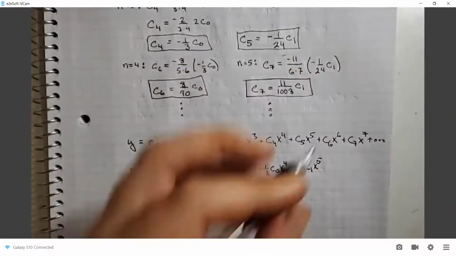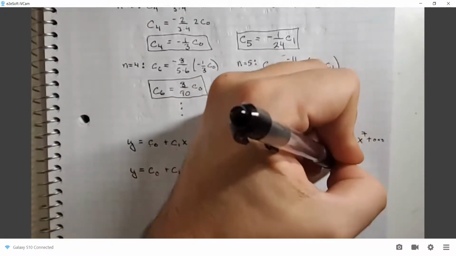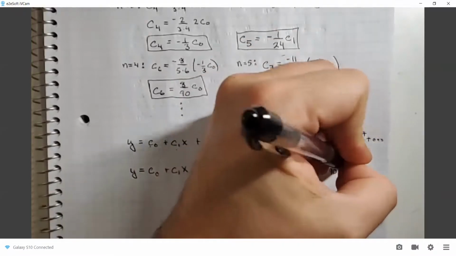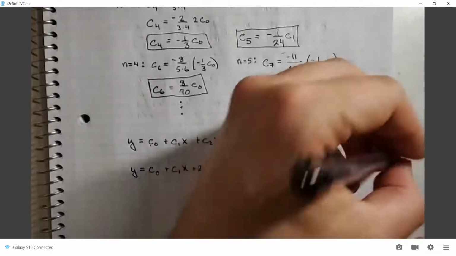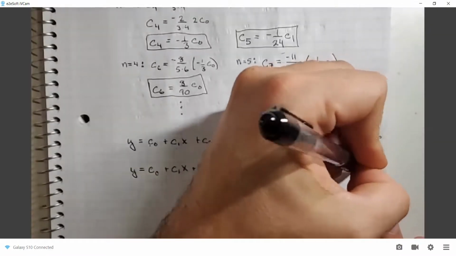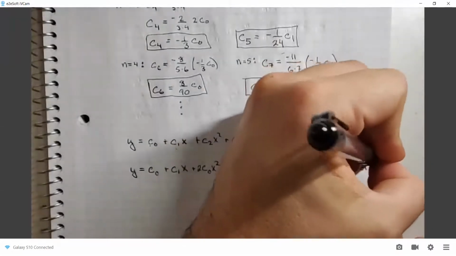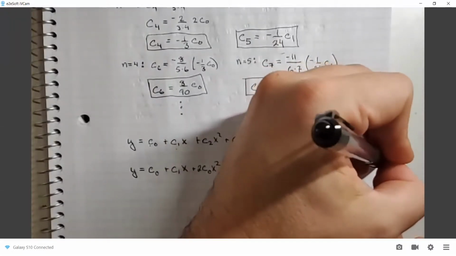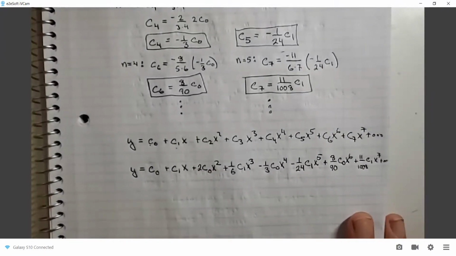and then plus 8/90 C0 x to the sixth, and then plus, oh man, 11/1008 C1 times x to the seventh, plus, if I really need to, I can figure out more terms. You know, this is where I ran out of paper, basically.